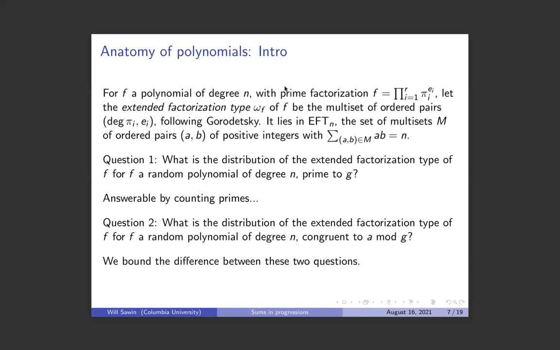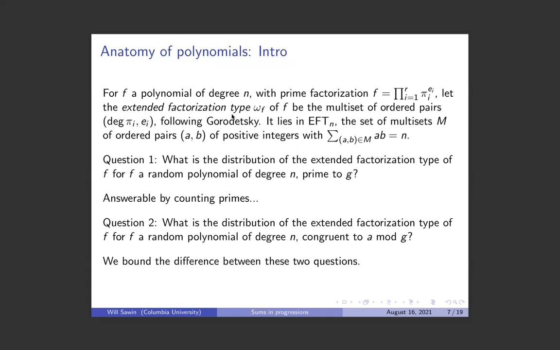To make this answer precise, I'm going to use a notion introduced by Gordetsky, the idea of an extended factorization type of a polynomial. The way this works is we take our polynomial f and write it as a product of distinct primes raised to powers, and we keep track of the degrees of those primes and what powers we raise them to. So we keep track of the set with multiplicity of ordered pairs, degree of p_i and e_i.